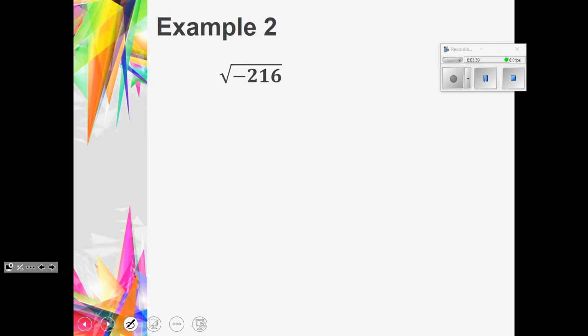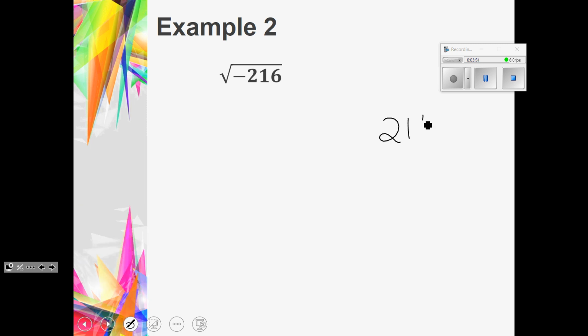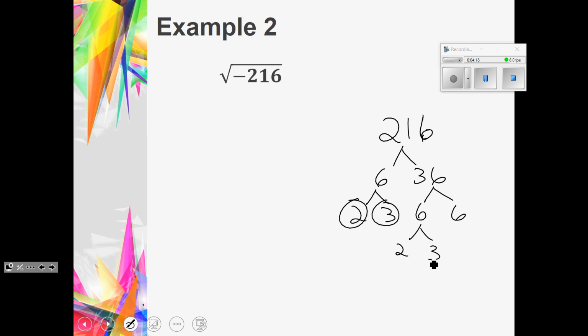So let's talk about 216. Is 216 a perfect square? No. So we're going to take 216 and factor tree it down. Go ahead and take a minute and factor tree that down. So I chose 6 times 36. You could have done something different, whatever goes into 216. I'm going to break this down into 2 times 3. I'm going to break this down into 6 times 6, 2 times 3, and 2 times 3.